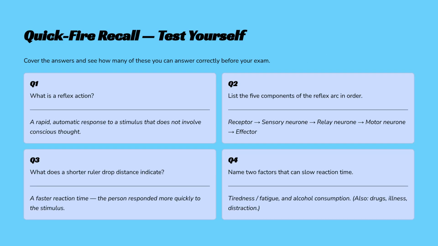Test your knowledge with these quick recall questions. Can you define a reflex action and list the 5 components of the reflex arc in order? Think about what a shorter ruler drop distance indicates and name 2 factors that slow reaction time.